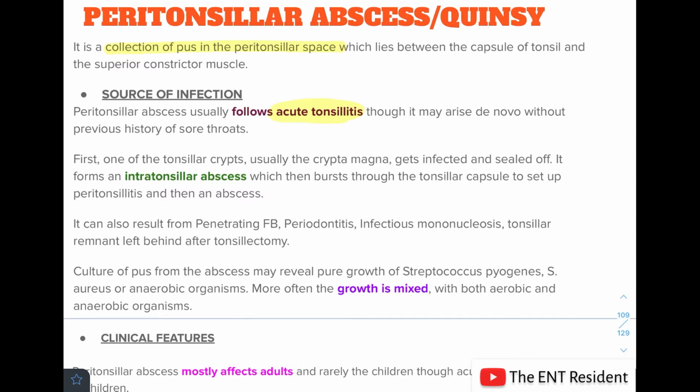and then an abscess. It can also result from a penetrating foreign body, periodontitis, infectious mononucleosis, or a tonsillar remnant left behind after tonsillectomy. Culture of pus from these abscesses will reveal Streptococcus pyogenes, Staph aureus or anaerobic organisms. So most often you will see that the growth is mixed with both aerobic and anaerobic organisms.